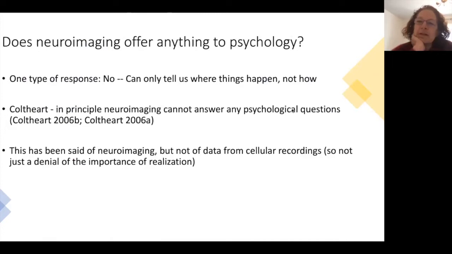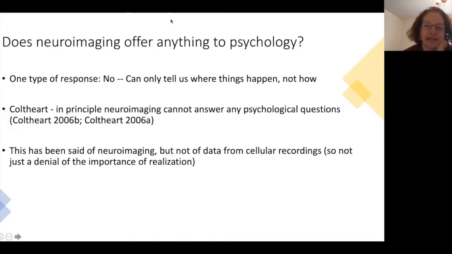Part of my interest in this is that I've been concerned by, and also I think moved by, some of the concerns that certain psychologists and philosophers have had about the usefulness of neuroimaging. And in particular, there are some people who think that neuroimaging is a complete waste of time if what you're interested in is psychology. So for instance, Max Coltheart has made the argument that in principle, neuroimaging can't answer any psychological questions.